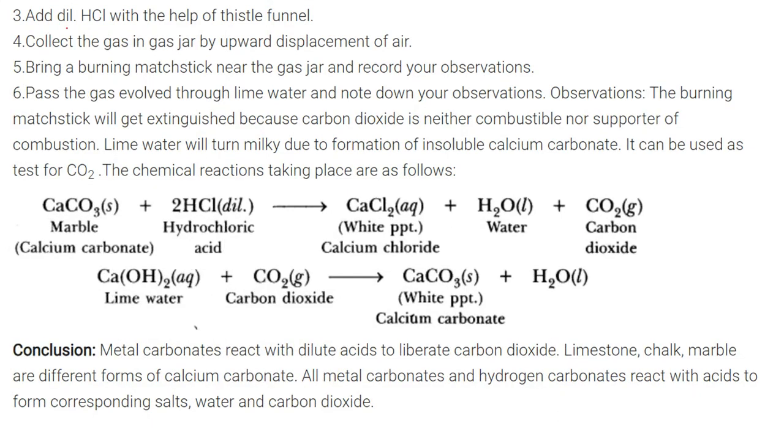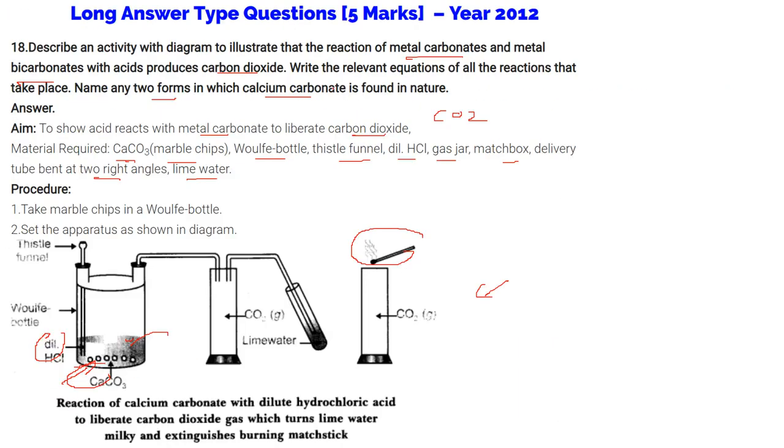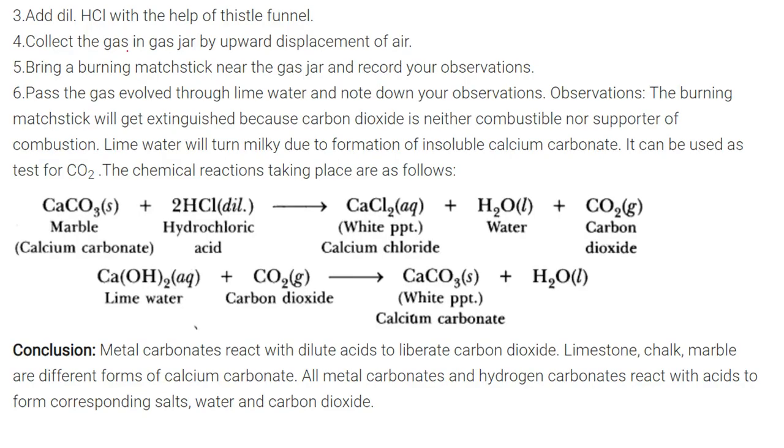So what we have done is we have taken marble chips here, then we add dilute acid with the help of the thistle funnel. Then we collect the gas in a gas jar by upward displacement of air, and then bring a matchstick near the gas jar and record the observation. And we pass the gas evolved through the lime water and also find out the observation.